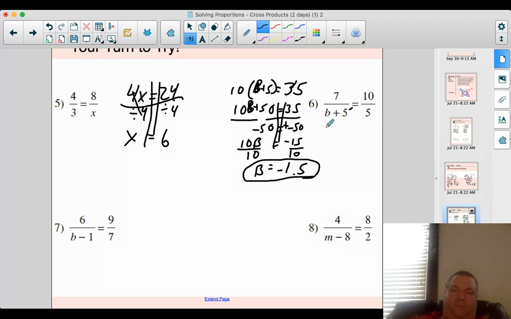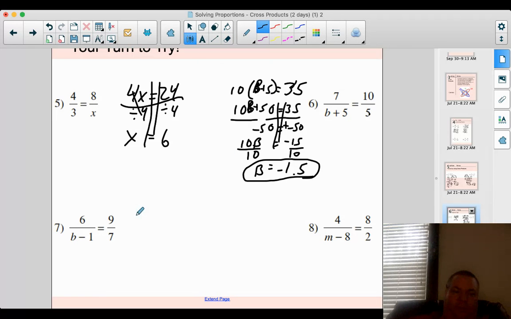If we check that out, you might notice that the top here is twice as big as the bottom, so 5 is half of 10. We should expect the bottom to be half the size of the top. Half of 7 is 3.5. If we make B a negative 1.5, that's exactly what we would get. You can check that if you want, but that does work out. All right, let's try a couple more.